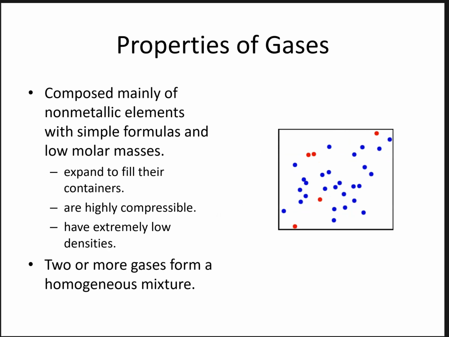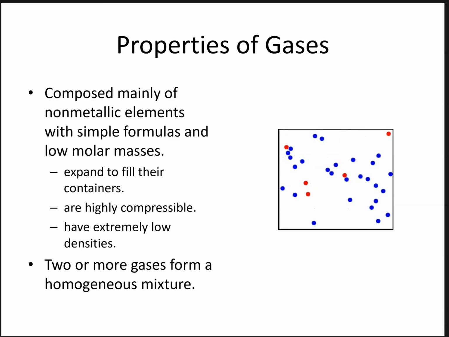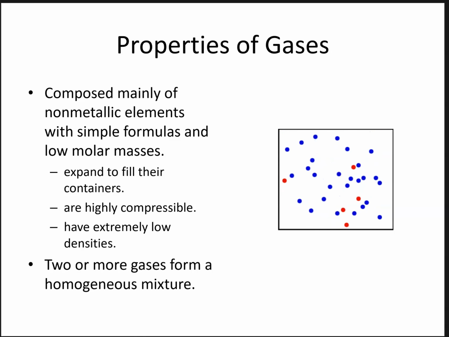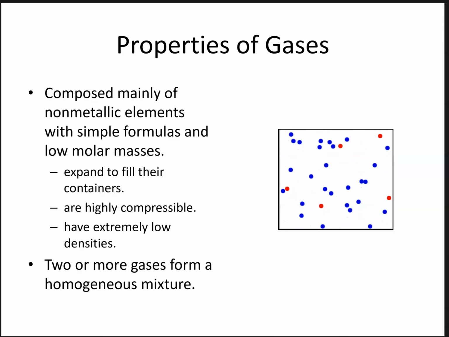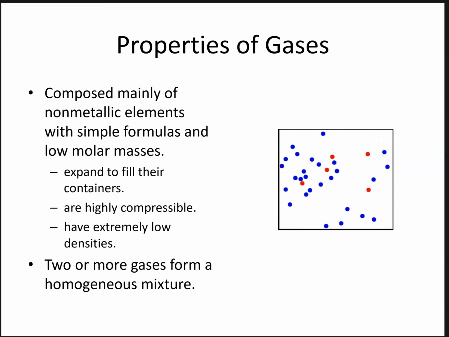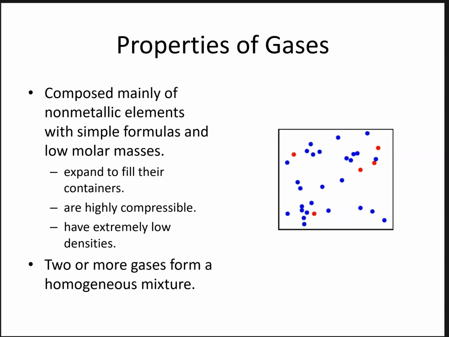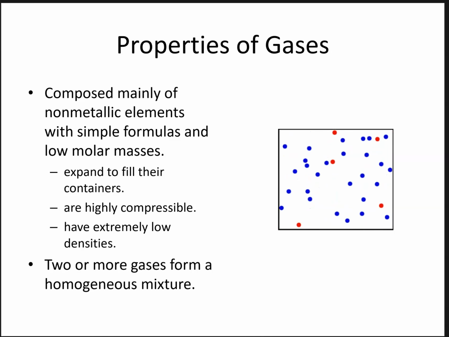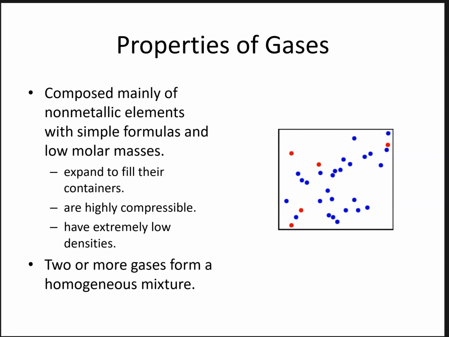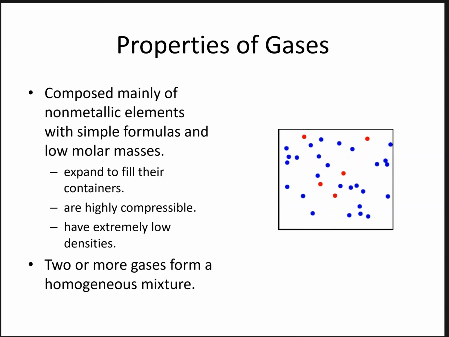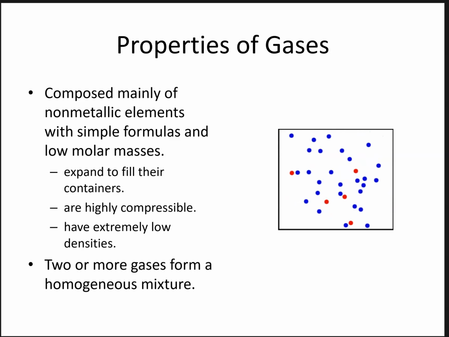Well, we know of all three phases, gases have the lowest density. Gas molecules are free to move wherever they want, that is to say they expand to fill the container in which they reside, and besides having low density, they are also highly compressible. Gases form homogeneous mixtures almost immediately when they're introduced into a container.